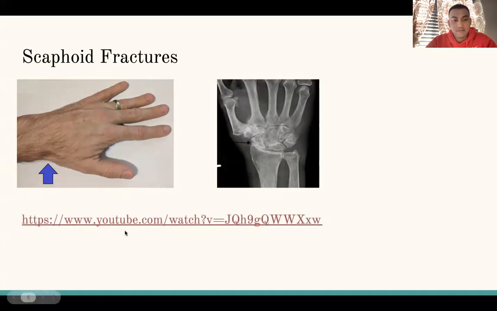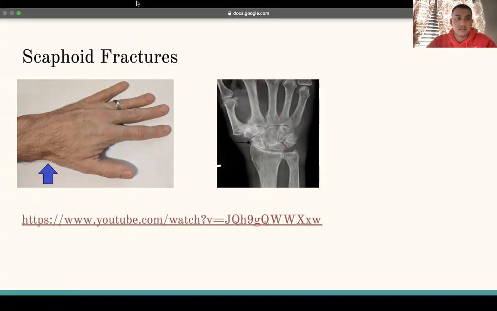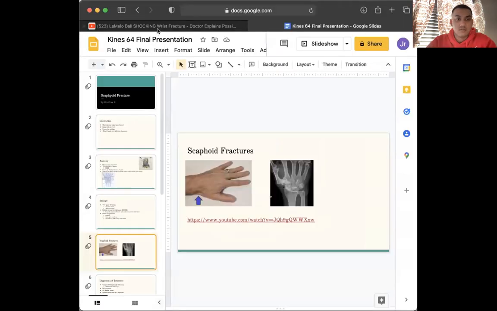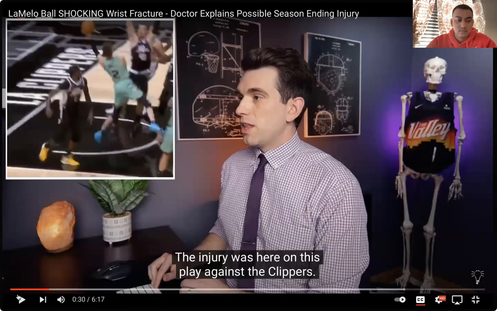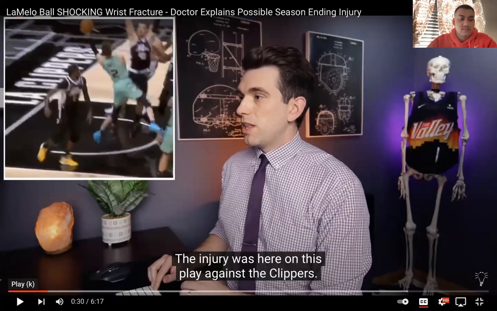Then going back to FOOSH, or falling on outstretched hands, here's an example of a player. Actually, I think it'd be easier if I do this. Okay, cool. We can watch this really quick. Usually with FOOSH they'll fall forward. In this case, the athlete fell backwards and his hands were still kind of outstretched, but you'll see.